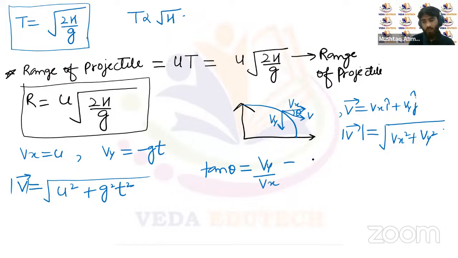And Vy is nothing but gt, so gt upon u, since Vx is equal to u. So this will be the theta here. This will give the magnitude of the angle which it makes with the horizontal after some time t. So we calculated the time of flight for this projectile, the range of this projectile, and the velocity also.